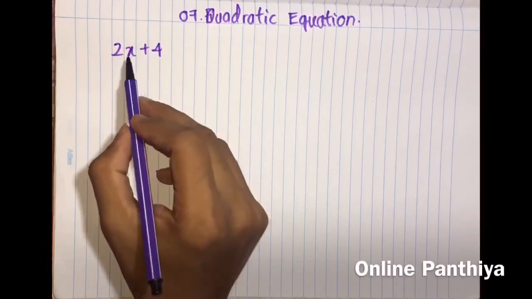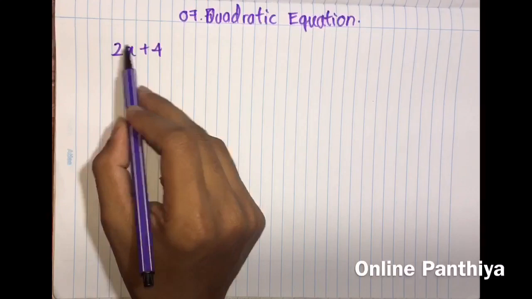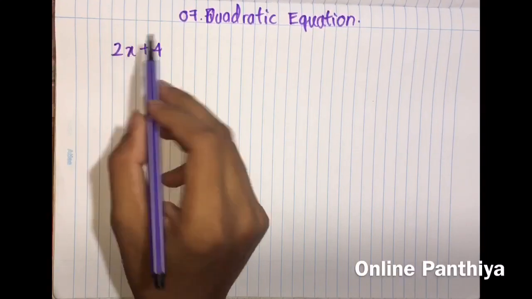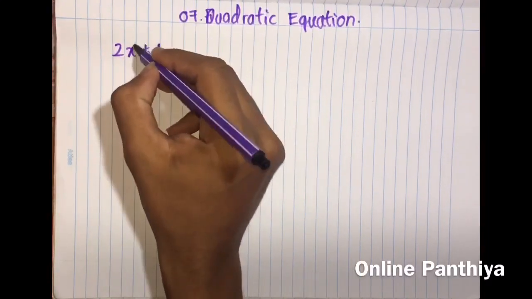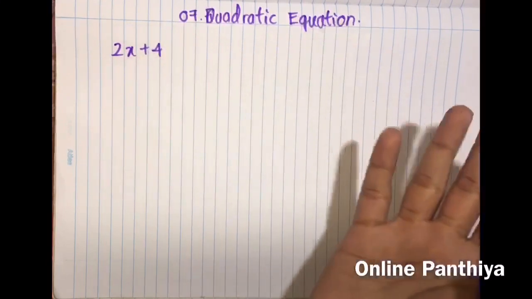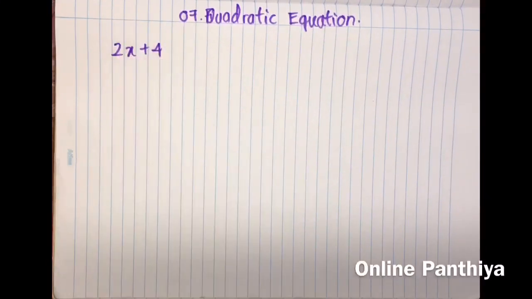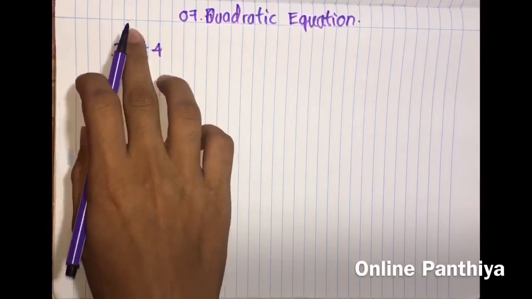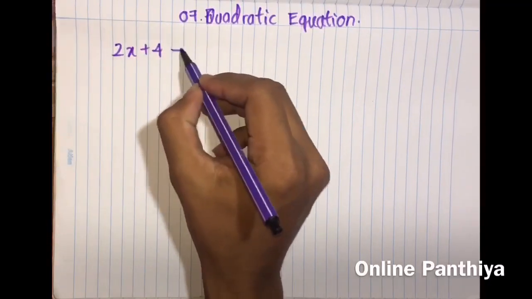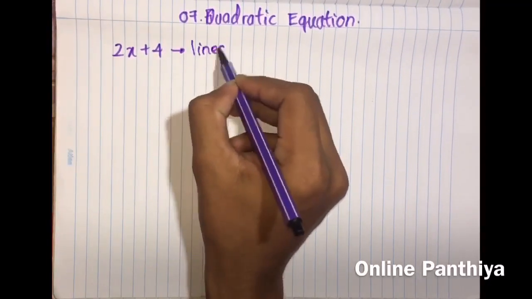That is because when you look at this x, you have to ask, to the power how much? It is equal to 1. Although it is 1, we don't write it. Okay, it's not 0, it is 1. Now if you have x to the power 1, we call it what? Yeah, linear types of equations.